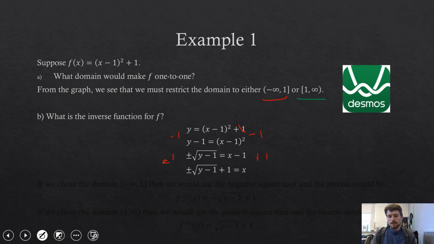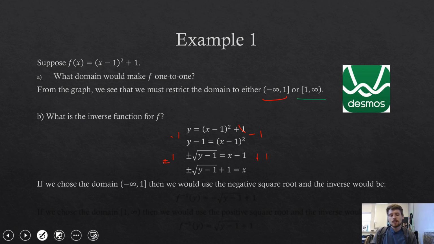So what this plus or minus thing is telling us is that the function is originally not a 1-to-1 function. And so if we choose the red domain, the left one, negative infinity to 1, then what we're effectively saying is we want the negative square root. So we'd want this negative square root right here. So that is going to be the inverse function for x minus 1 squared plus 1 with the domain negative infinity to 1.